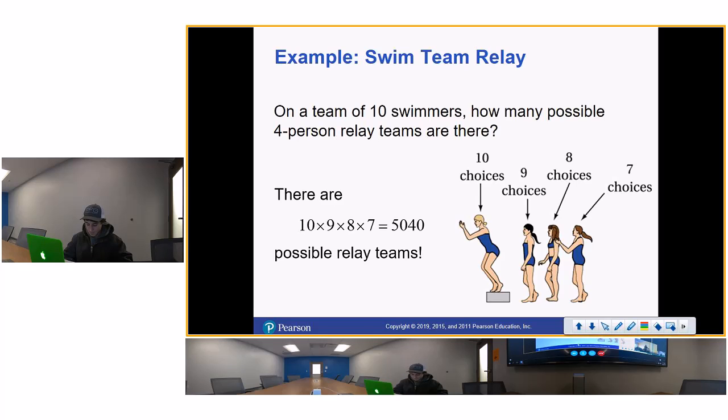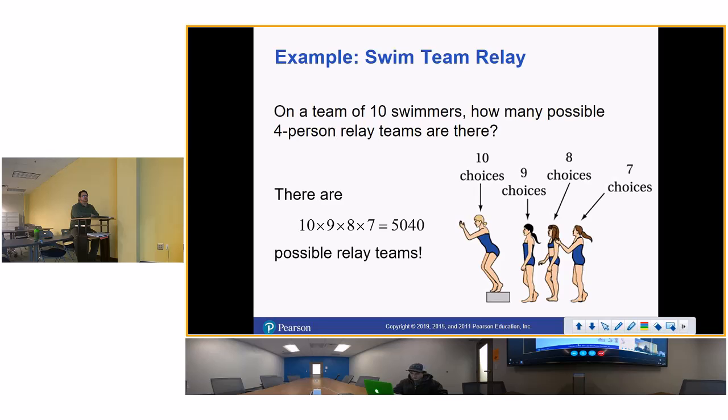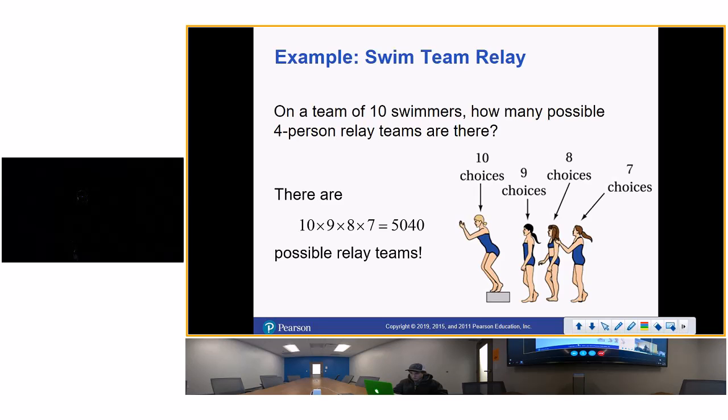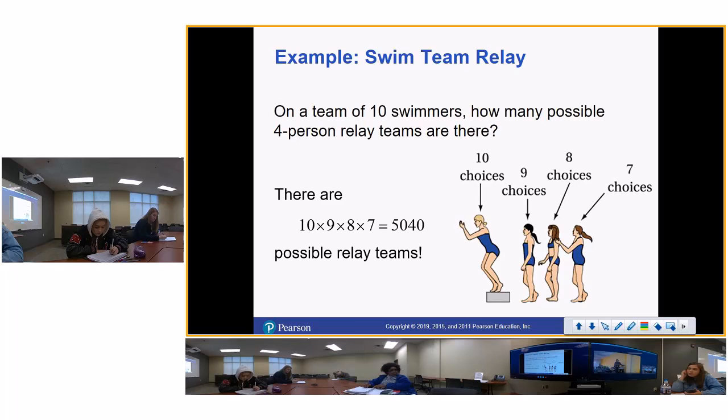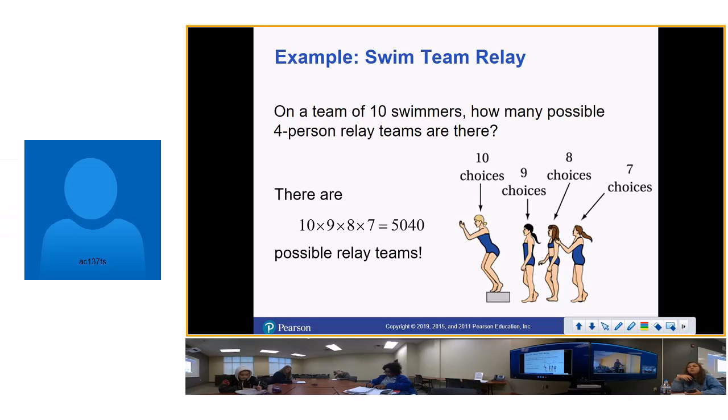Here, they say on a team of 10 swimmers, how many possible 4-person relays? 4 is how many spaces. So it'd be 10 times 9 times 8 times 7. I don't like that problem, so chances are you won't see that problem. I will give you the letter problem, like the word smile. That's 5 factorial because there's 5 letters. So it'd be 5 times 4 times 3 times 2 times 1.